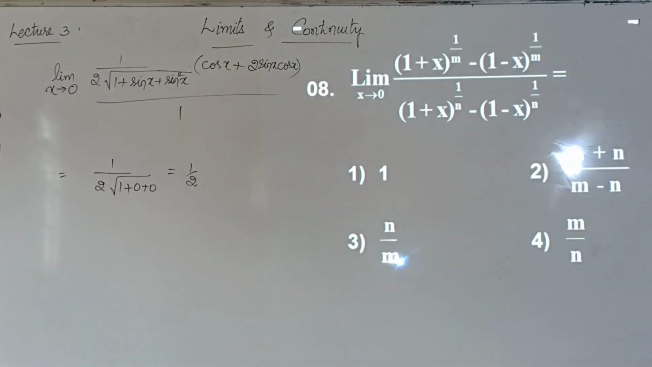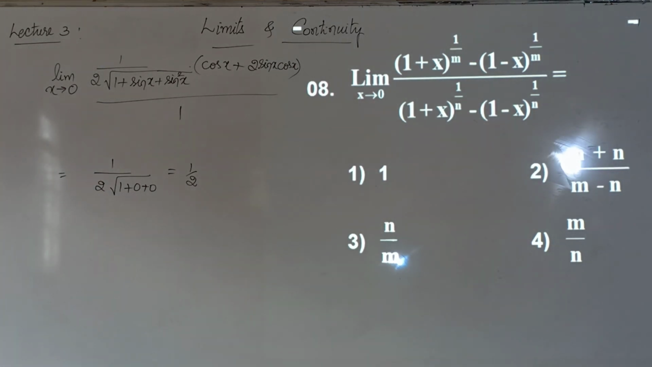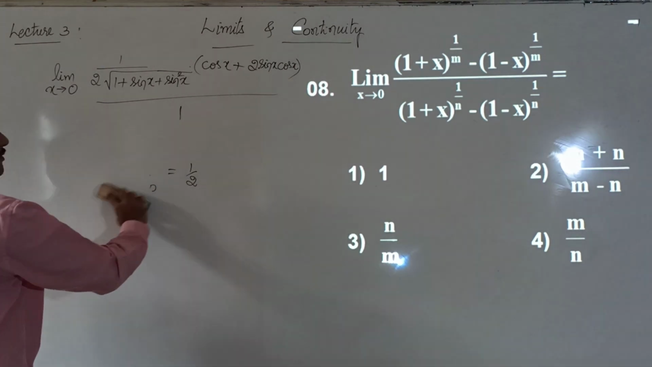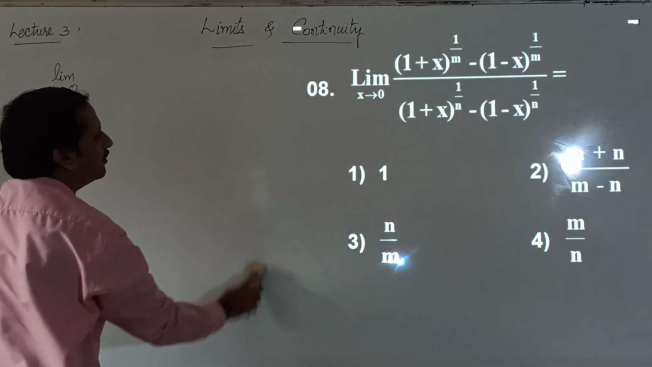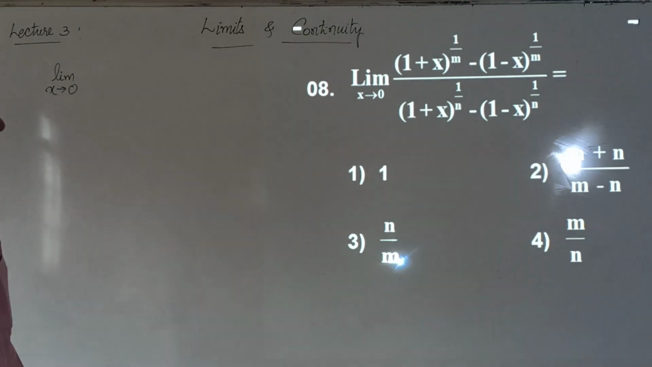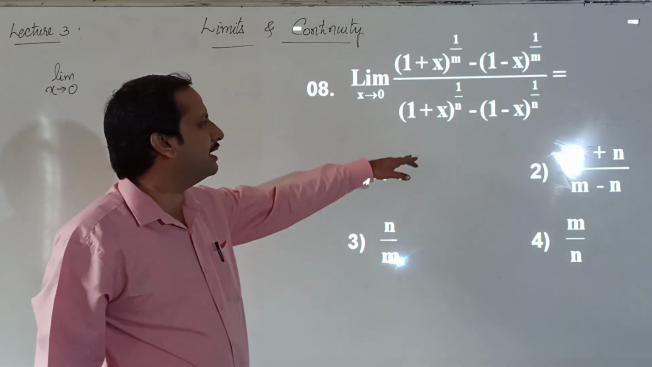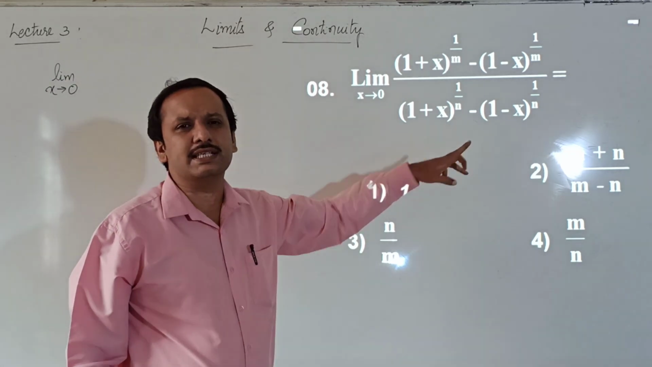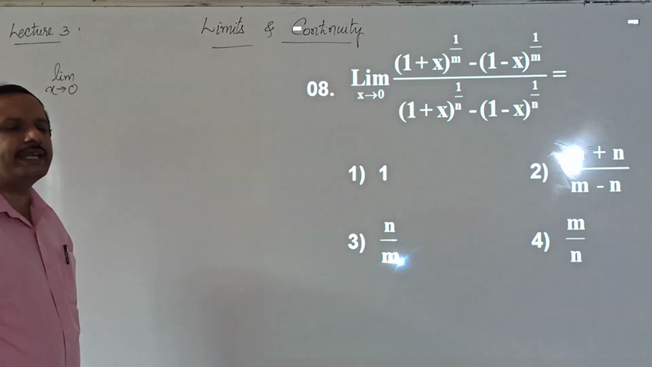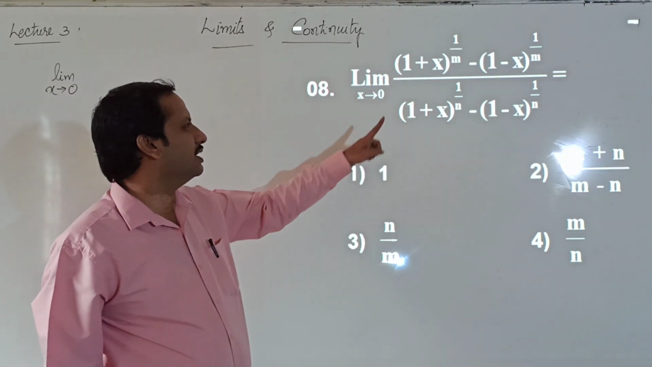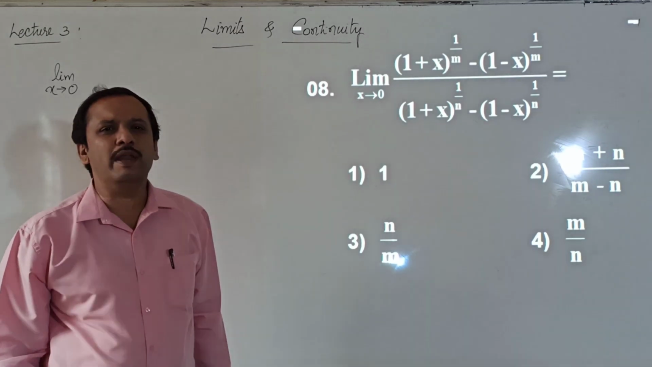Question number 8. Limit as x tends to 0 of (1 plus x) to the power 1 by m minus (1 minus x) to the power 1 by m, divided by (1 plus x) to the power 1 by n minus (1 minus x) to the power 1 by n is equal to. So if we directly apply the limit as x tends to 0, this numerator will be 1 power 1 by m.